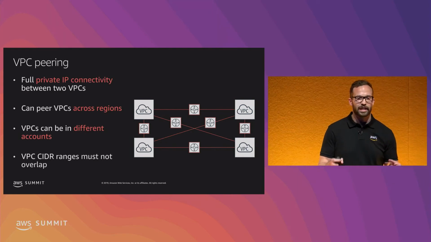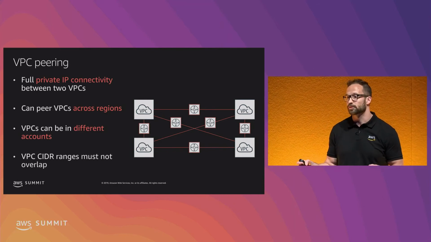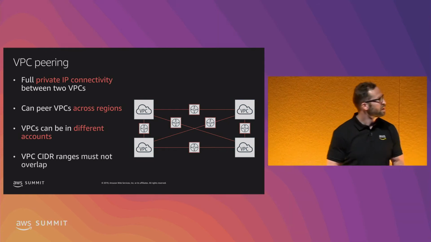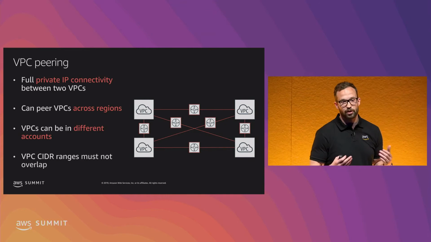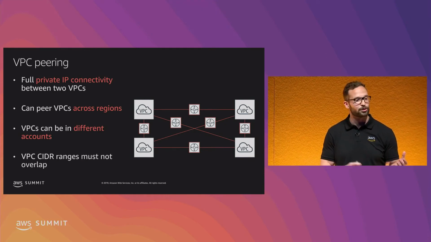And the VPCs you're connecting over peering can be in different accounts, and they can even be in different AWS regions. So you can connect a VPC in Ireland with a VPC in US. Finally, when you're connecting VPCs to each other over peering, you need to make sure that you don't overlap any of the CIDR ranges you decided to use for your VPCs.